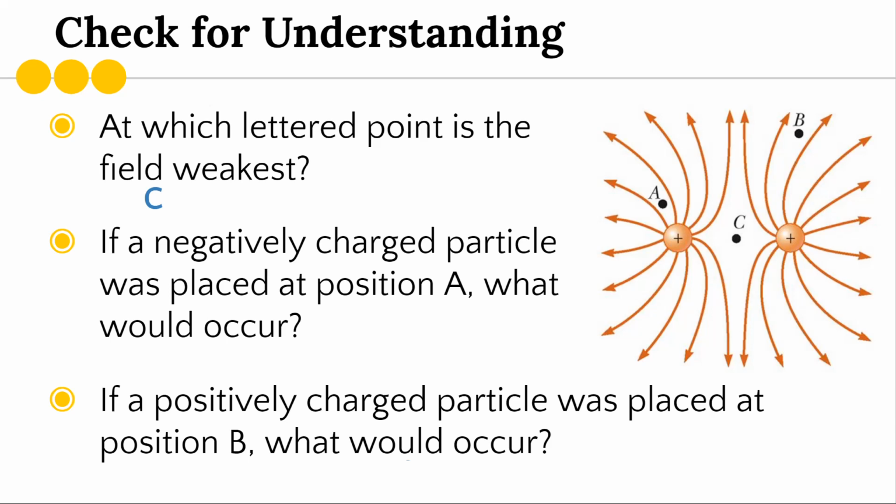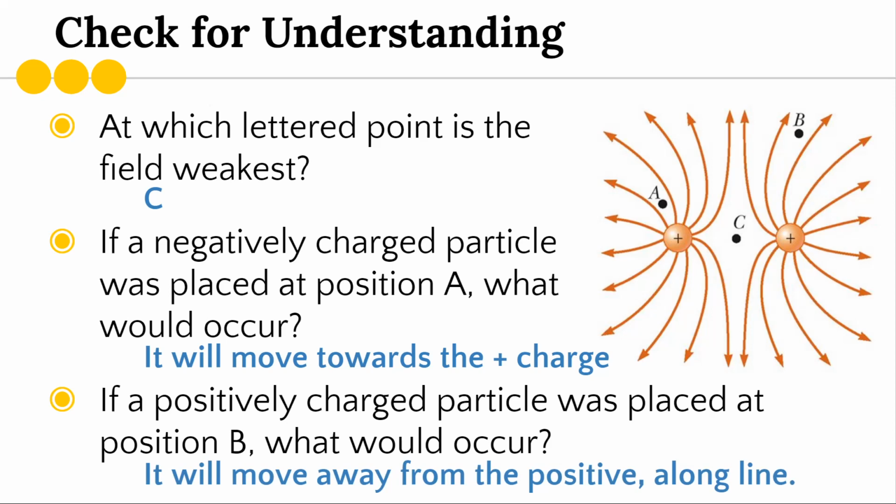Okay, if a negatively charged particle was placed at position A, what would occur? If we put a negative charge at point A, Mason, what do you think would happen to it? It would attract. Yeah, it would move toward that positive charge because opposites attract. Okay, now if we put a positively charged particle at point B, same idea, it would move away. That's the direction of the lines. Remember, those lines are pointing in the direction that a positive charge would move. So it would move along one of those field lines, or kind of parallel to it at this point because there's not one drawn right there.